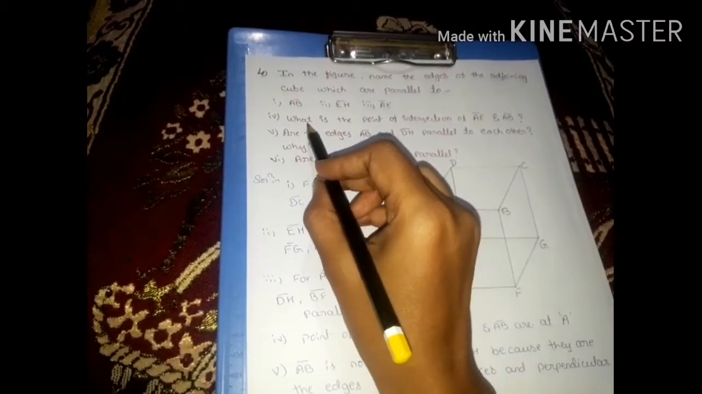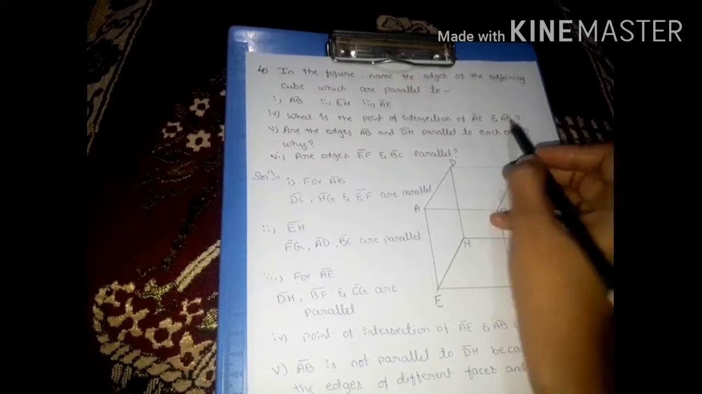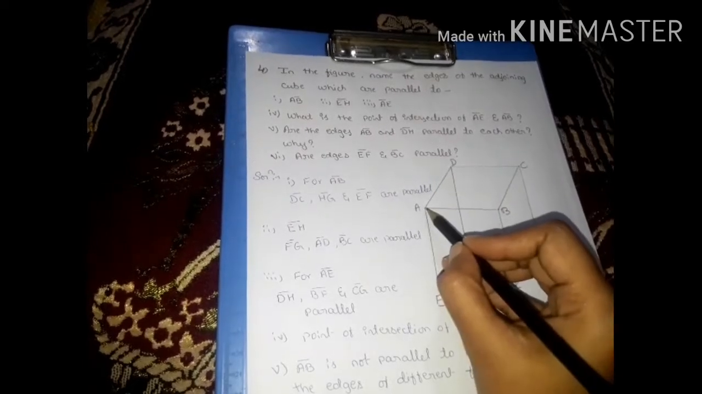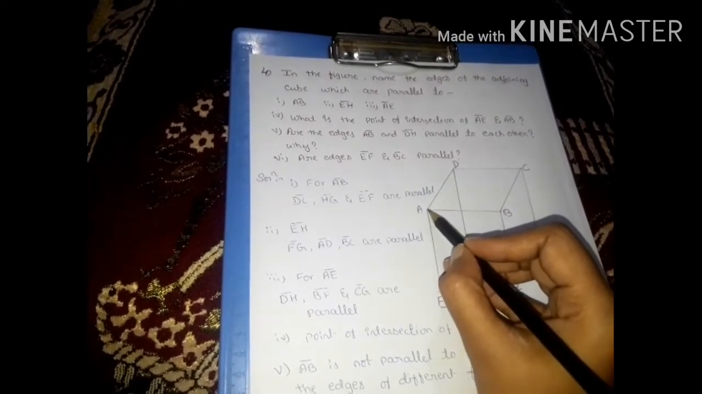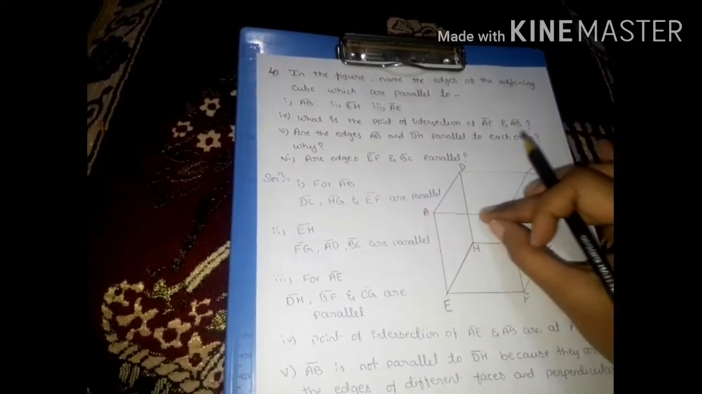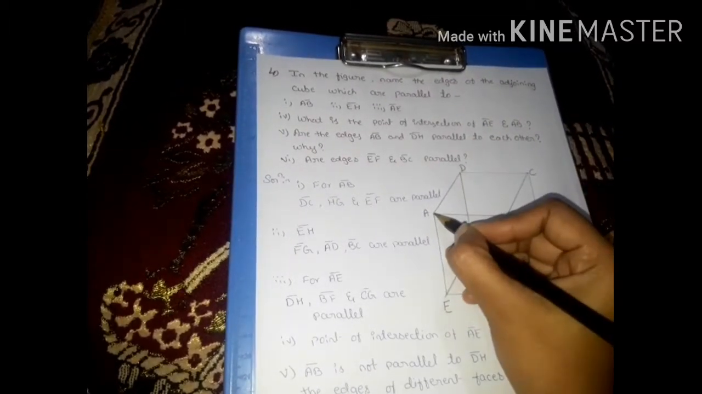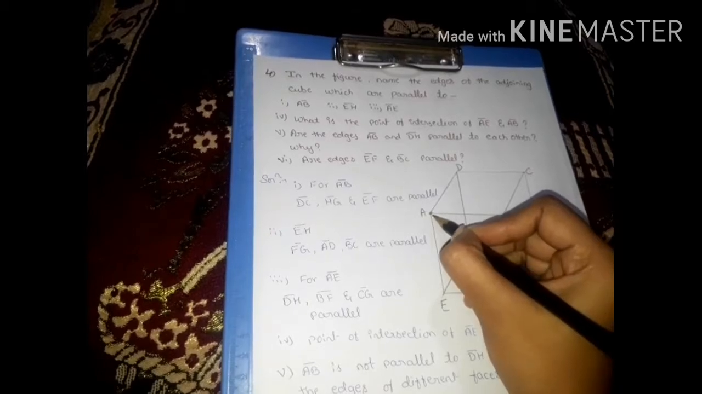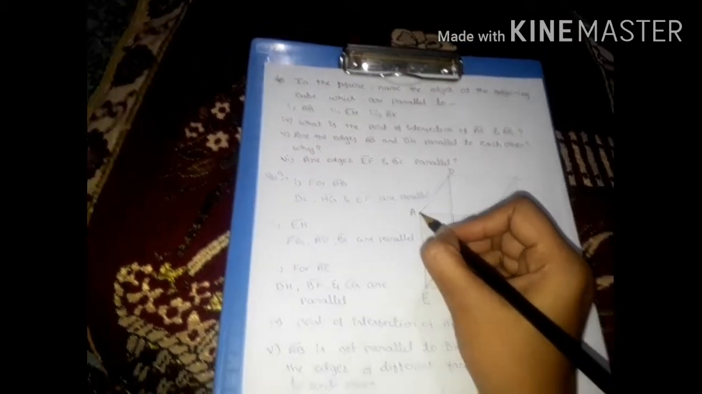Fourth sub-question, what is the point of intersection of AE and AB? For line segments AE and AB, where they meet, that point you have to write. That point we call a point of intersection. Line AE and line AB will meet at point A. So you have to write the answer A. The point of intersection of AE and AB is A.